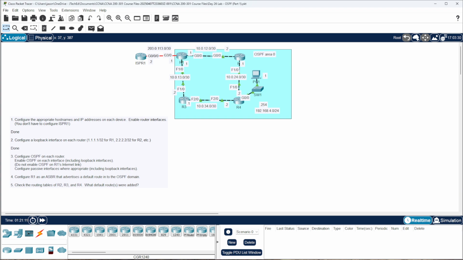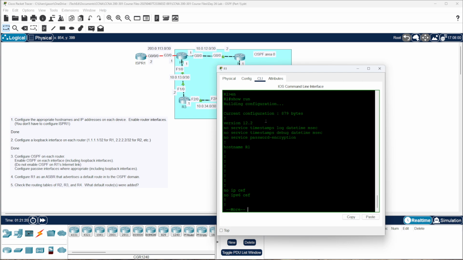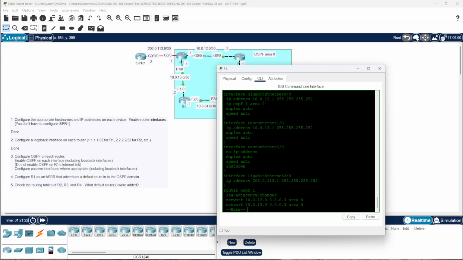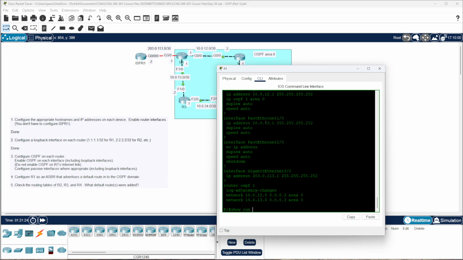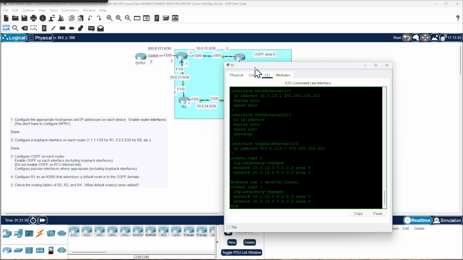All right, so we're back. We're in router 1. Show run. We could probably do an include, right? Show run, what is it? Section router, right? So we've got 2 networks in here, but I would assume we'd want the third one.